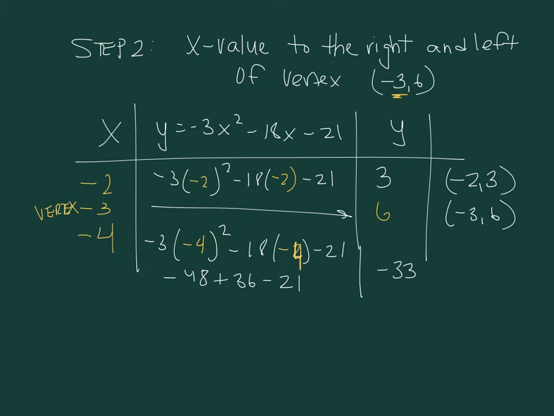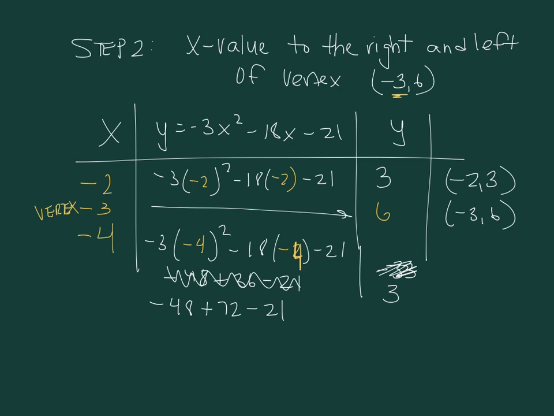I apologize there. The reason I knew that something was wrong is because this says negative 33, and a parabola is symmetric, so whatever this value is has to be this value. So actually, I already know because this is 3 that this is also 3. But let's just make sure the math works out correctly. Negative 48 was correct, but 18 times 4 is going to be a positive 72 minus 21. Now let's do this. Negative 48 plus 72 minus 21. There's our 3.